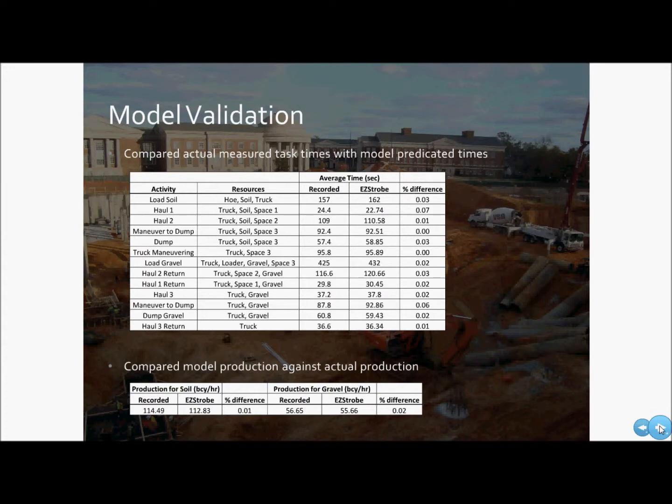In order to validate the model, we compared the actual measured task times with the modeled predicted times. Then we compared the percent difference between the two. Finally, we compared the percent difference for soil and gravel for production.